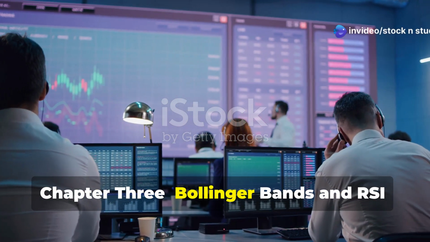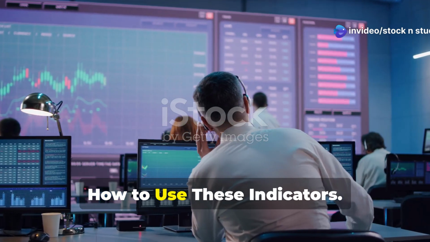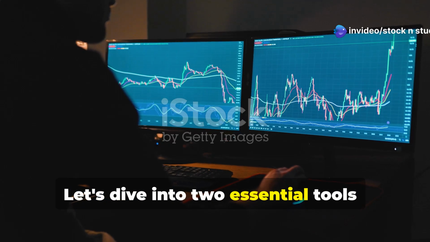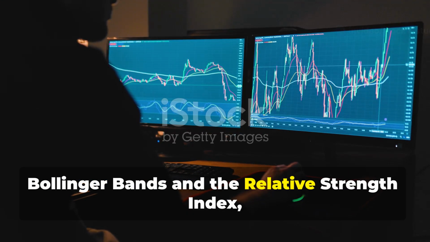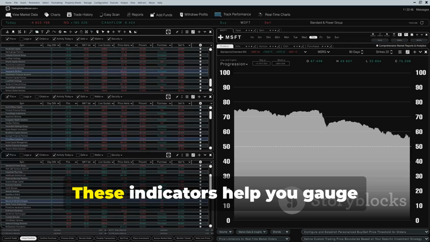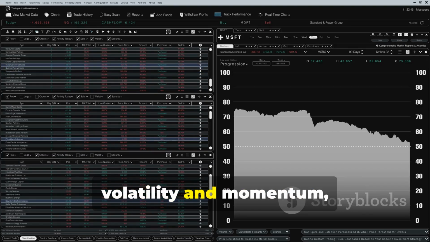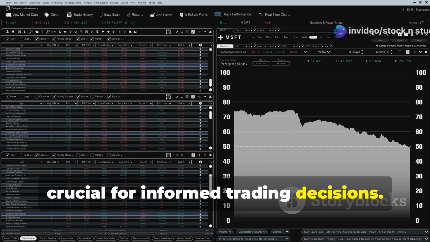Chapter 3. Bollinger Bands and RSI. How to use these indicators. Let's dive into two essential tools, Bollinger Bands and the Relative Strength Index or RSI. These indicators help you gauge volatility and momentum, crucial for informed trading decisions.